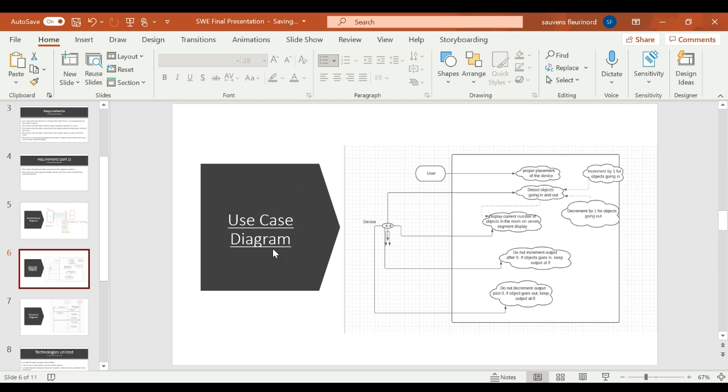And this is the use case diagram. I'm just going to leave it here. Take a look at it. I'm trying not to go over my time limit here, but it's pretty simple.